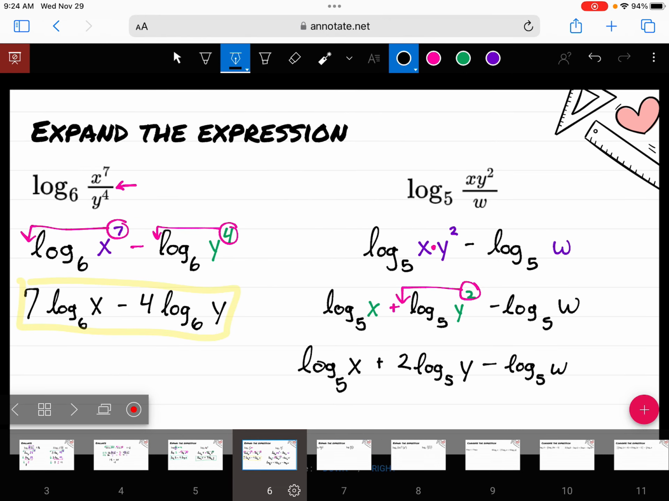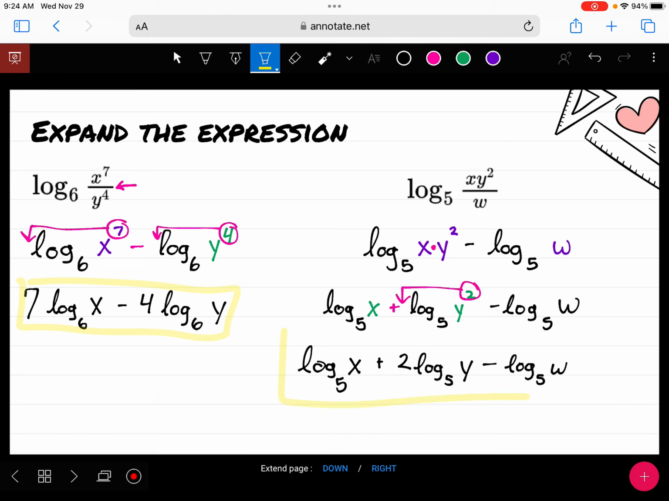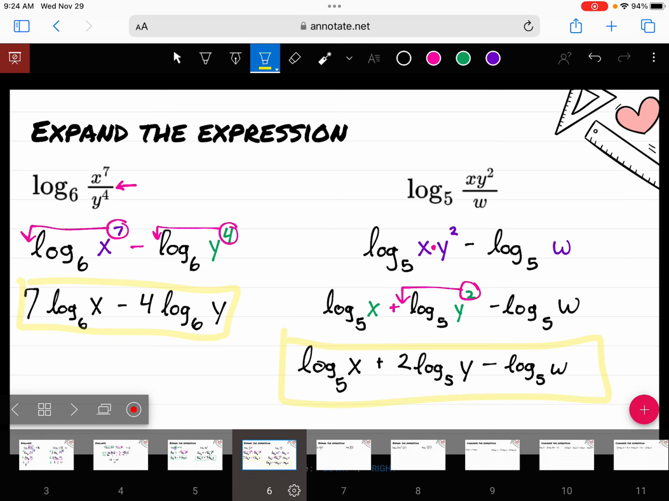Yep, going back. Sorry, let me highlight our answer too, just because I like to do that. Makes it very easy to see where we're going. And I'm just going to say, we have 2 more slides of expanding, so they're gonna get longer.